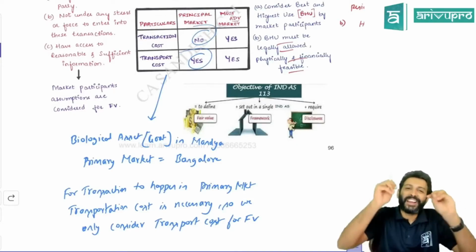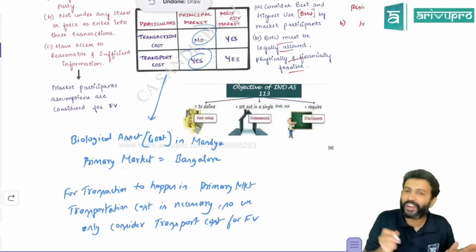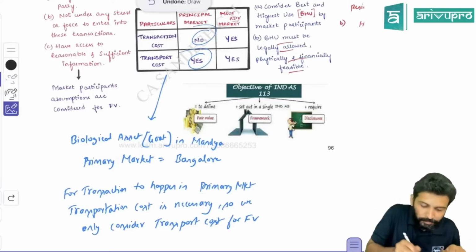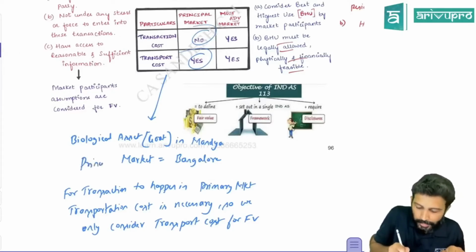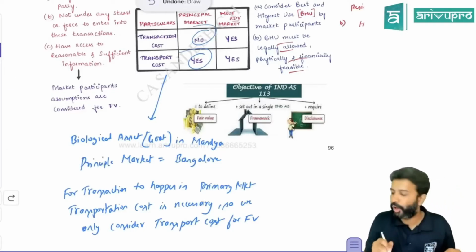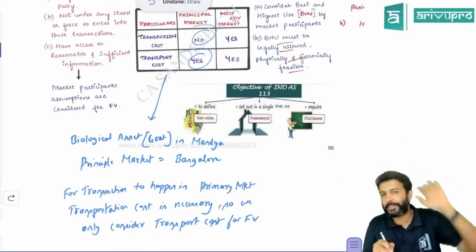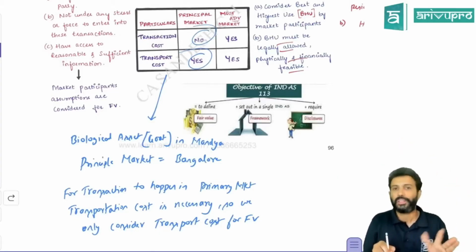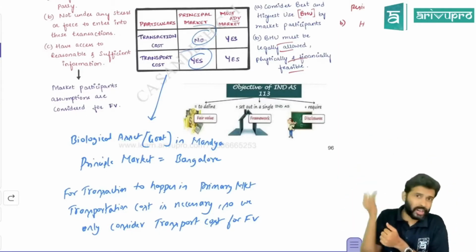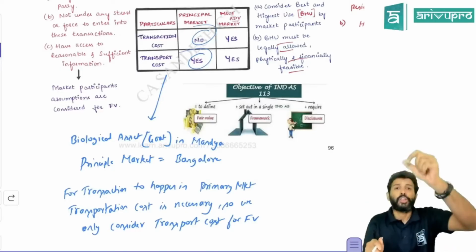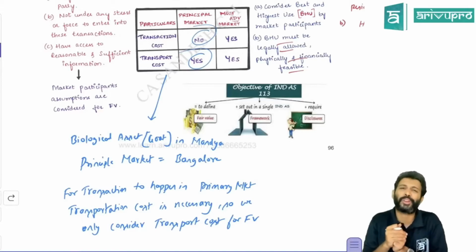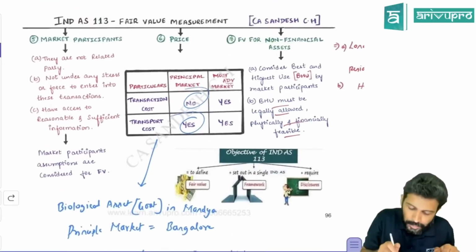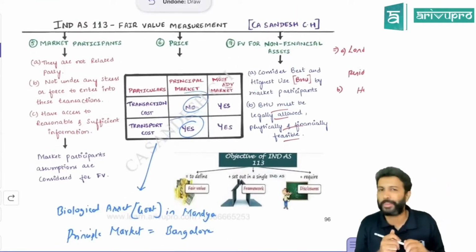Let's say the principal market for this biological asset is Bengaluru. I'm in Mandya, but the principal market for this is Bengaluru. That means the asset is in Mandya, it has to come to Bengaluru, so it has to travel. If I have to sell this asset in the market, I have to incur this transportation cost. It becomes necessary. Hence, transportation cost is always added for the principal market.